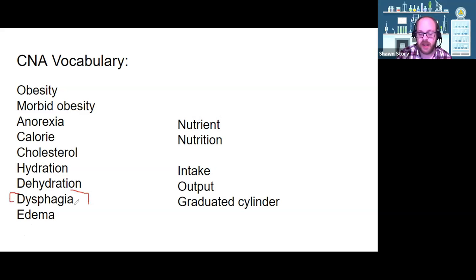Dysphagia. This was the word that I looked up because I was curious about it, because I thought I was right. Dysphagia. Do we know what dysphagia means? Any guesses? Anyone?